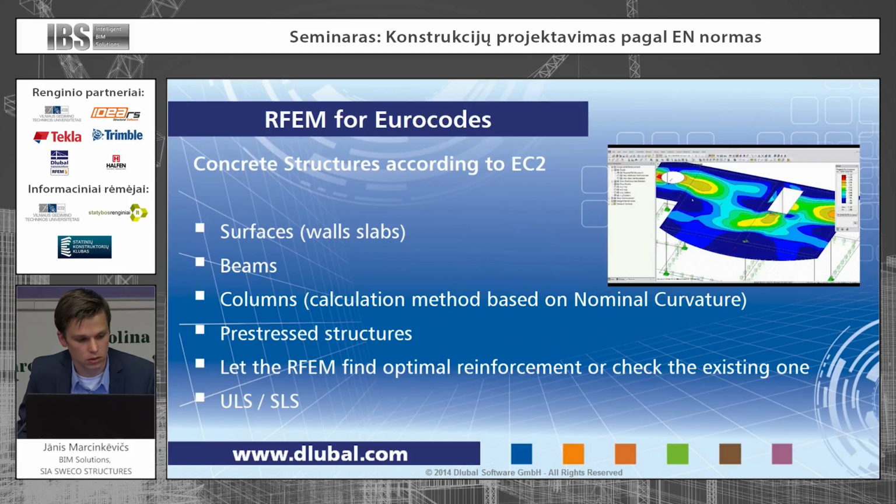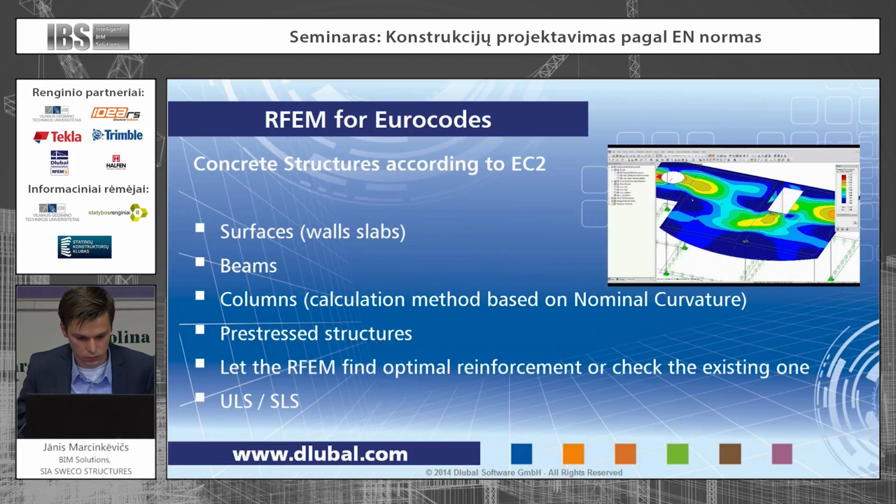And in RFEM, this column calculation is based on one of the three methods described in Eurocode, particularly the nominal curvature method. And then there is a module for pre-stressed structures, not going deep in there. Actually, I guess this module has been developed by the same guys who are developing the IDEA software. So it's very similar in RFEM and IDEA. And regarding reinforcement calculations, there is always the possibility to check an existing situation when you give diameters of the rebars and spacing, and then do the checking for the ULS and SLS situations, or you can tell the software to find the most economical solution, by weight, for example.